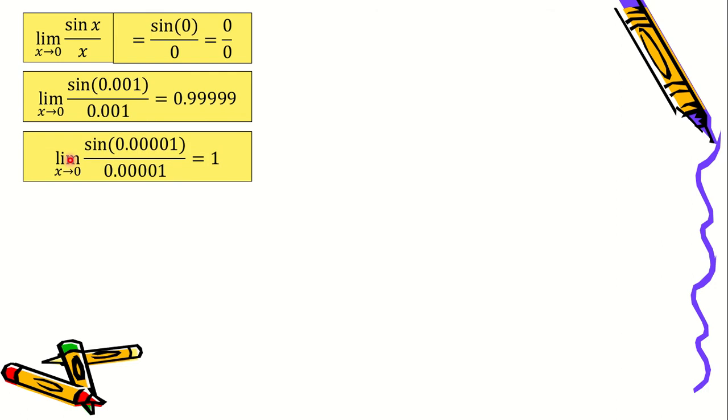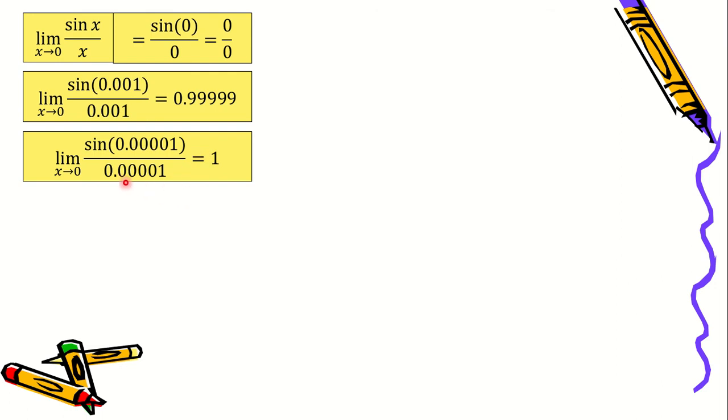Okay, so now tignan naman natin kung anong mangyayari kung mag-substitute tayo ng mas mababa pang number. So, let's say we have 0.00001. So, sine of 0.00001 divided by 0.00001 is equal to 1.